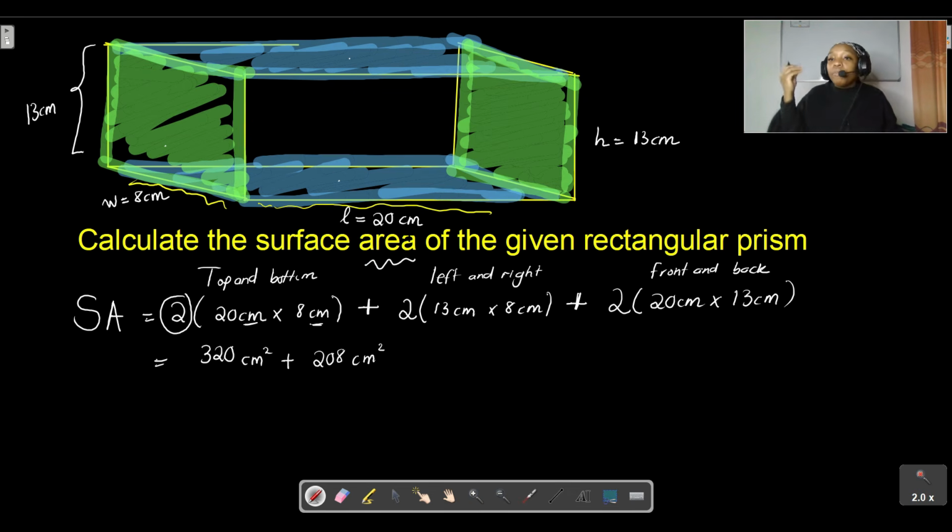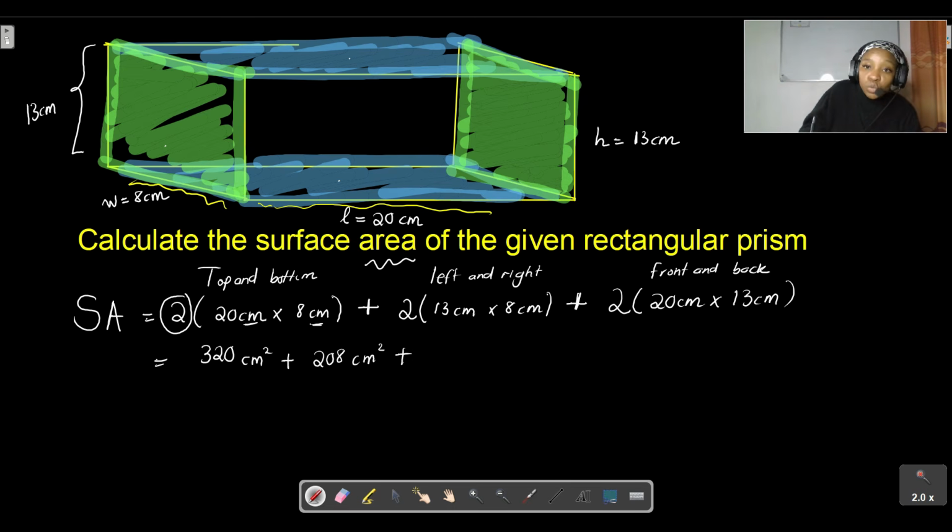So the units of measurement for area are centimeters squared, kilometers squared, meters squared, millimeters squared, depending on the units that you're given in your question. In this case, because we are given units in centimeters, our final answer needs to be in centimeters squared, because we are calculating the total area of all the faces of the shape. We're calculating surface area, so it needs to be in centimeters squared.